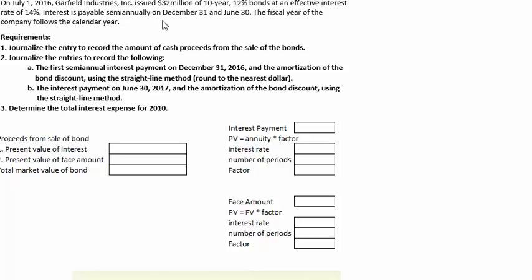calculate the market price. We know the face value of the bonds is 32 million. We know the term of the bond is 12 years, and it has a coupon rate or a stated rate of 12%, pays interest semi-annually, and the effective interest rate is 14%. These are all very, very important pieces of the puzzle as we go and work through the problem.